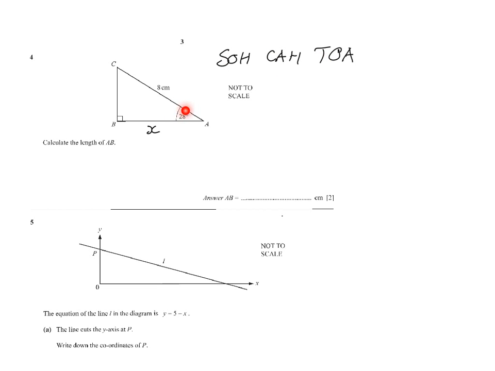Now if I'm standing in the angle, they're asking me for my adjacent. Okay, and they're giving me my hypotenuse. So the adjacent and the hypotenuse. Now look, which ratio do you choose? Adjacent, hypotenuse, the middle one, the cosine.